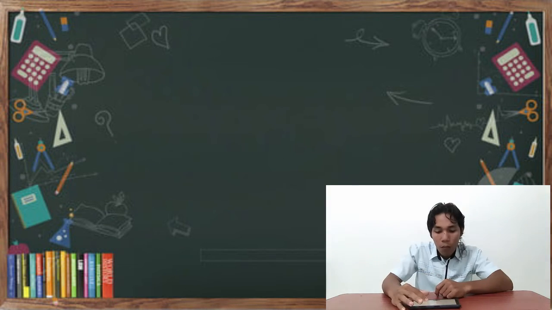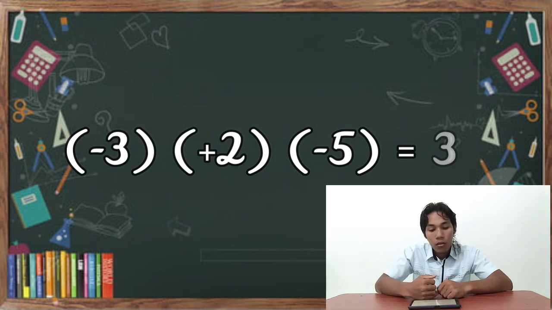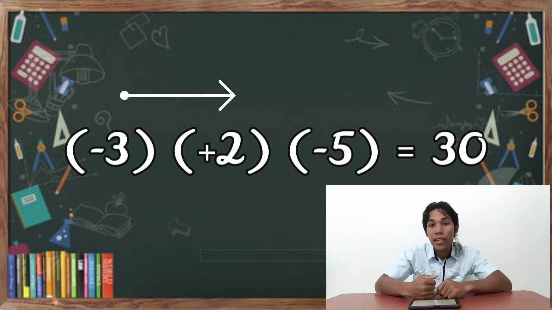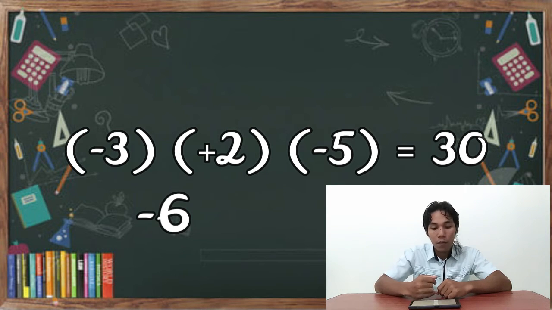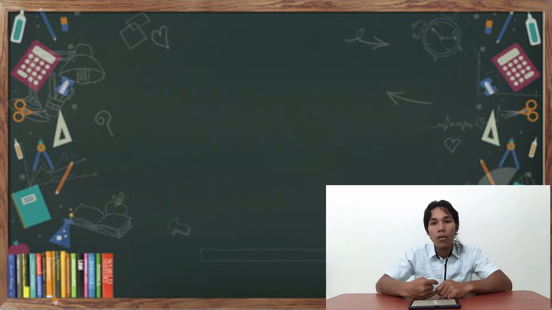Third example. So we have three numbers. Negative 3 times positive 2 times negative 5. First we will multiply the first two numbers, which are negative 3 and positive 2. So the result is negative 6, because they have different signs. So negative 6 times negative 5. The answer is 30 because they have the same sign.